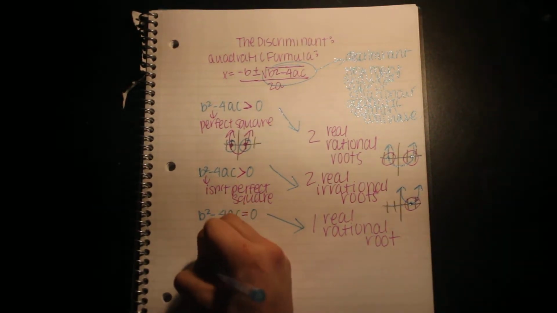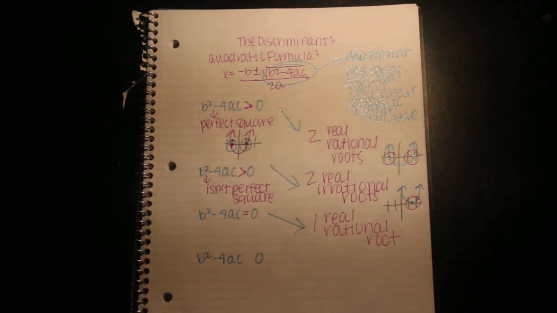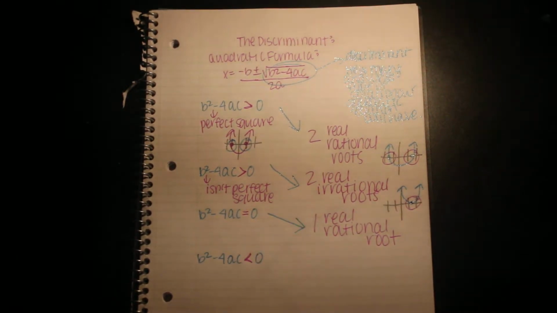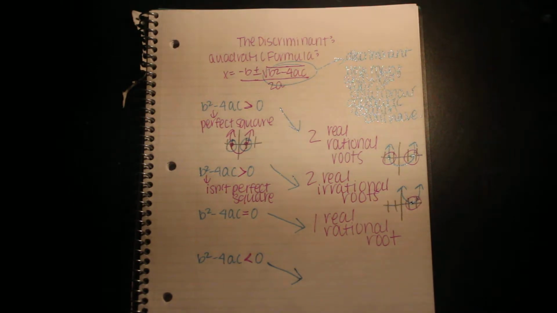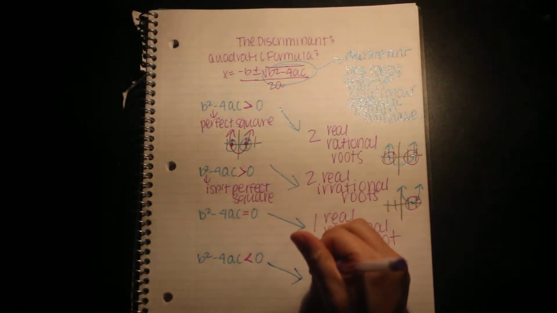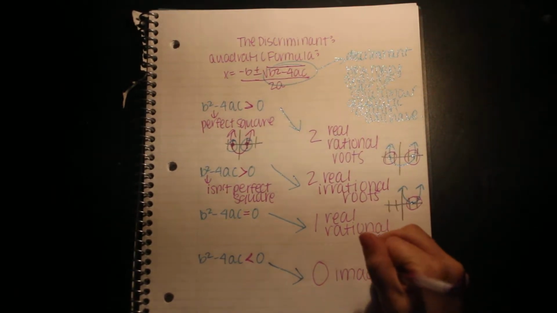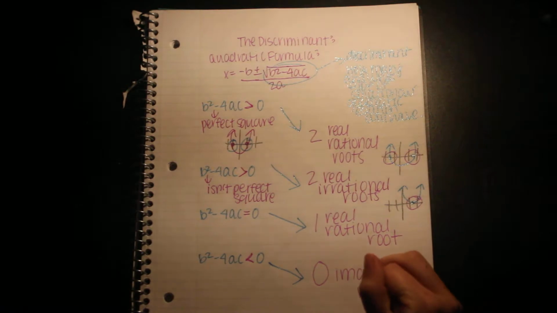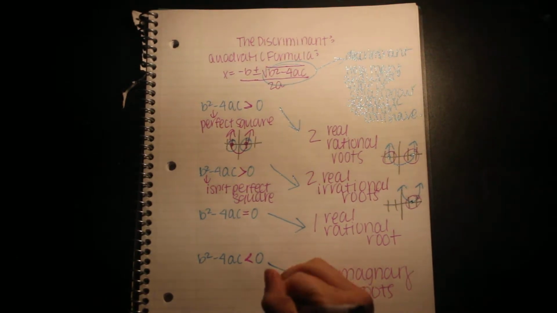If our discriminant was less than 0, then it would have 0 real roots, only imaginary roots. And it would look like this on the graph.